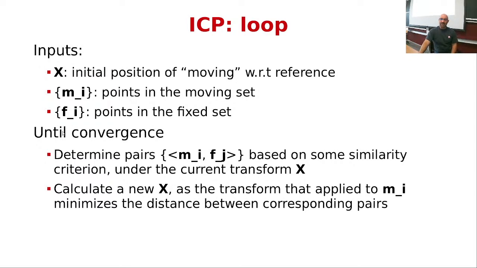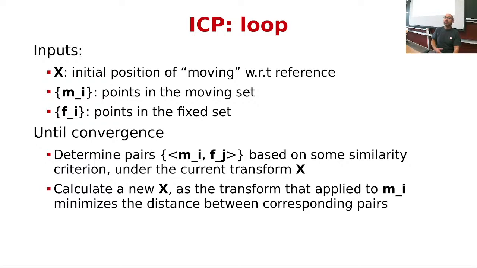Okay, we have an initial transformation, a set of moving points, and a set of fixed points. And the algorithm works as follows. Until convergence, which means until you don't move anymore, determine the pairs, a point in the moving set and a point in the fixed set, based on some similarity criterion that could also be the distance. Find the closest, right, under the current transformation x, which means you have to take the moving points and apply the transform, otherwise you don't move them. Then you get points in the reference frame of the fixed, ideally, and for each of those points, look for the closest according to some distance metric.